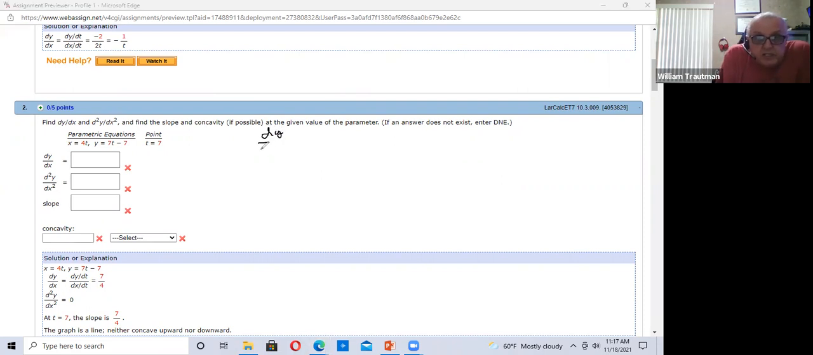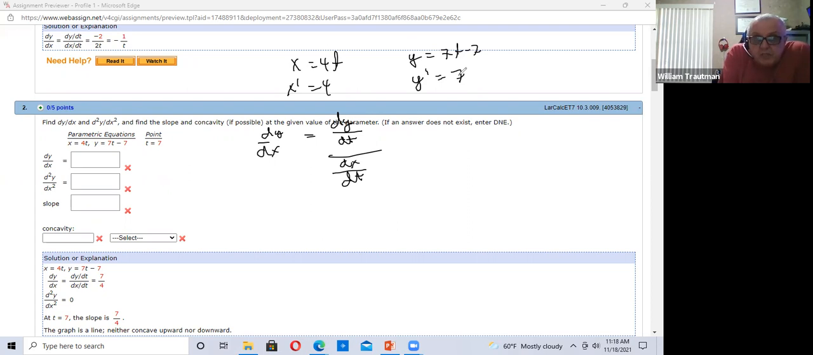Once again, dy dx. Find the derivative of y with respect to t. Find the derivative of x with respect to t. We'll put them up here. X equals 4t. The derivative of x is 4. Y equals 7t minus 7. The derivative of y equals 7. So this becomes 7 on top, the derivative of y, and 4 on the bottom. Now, taking the second derivative with respect to t, this is what we got, 7 over 4.